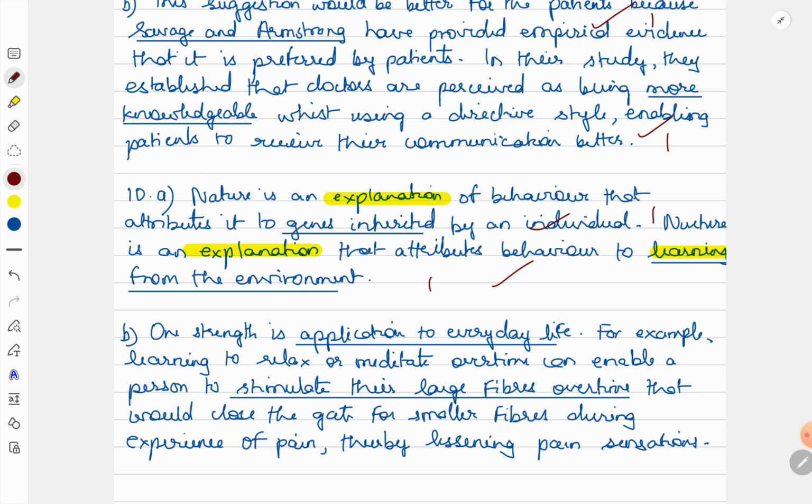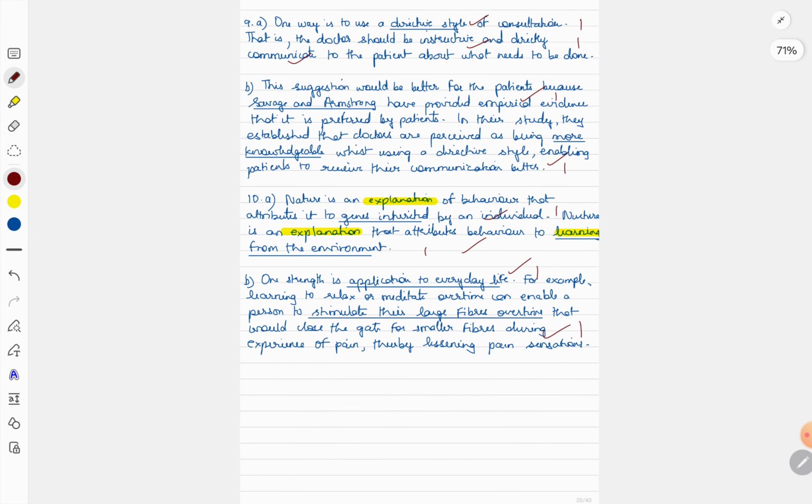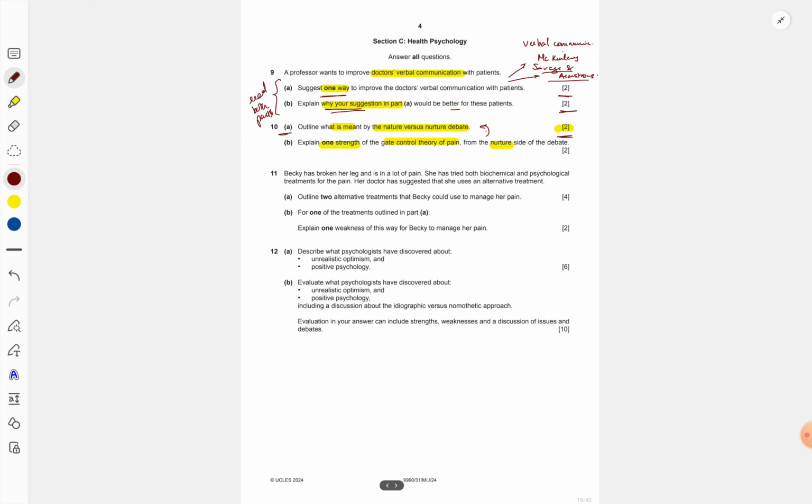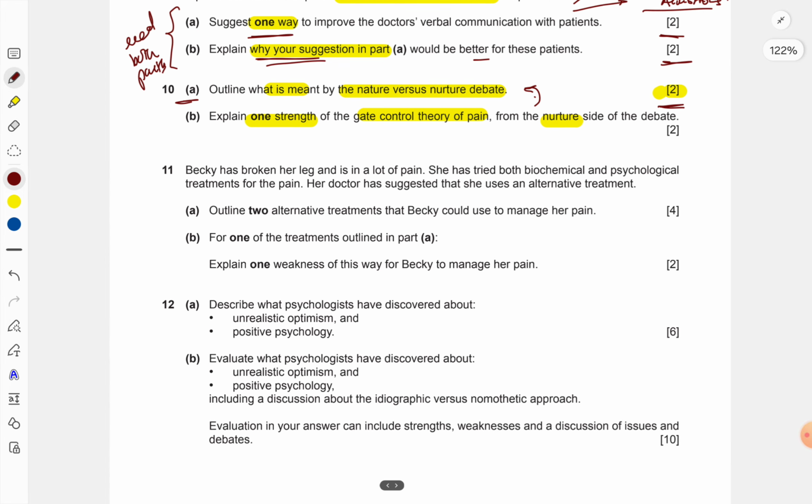So here I would get 1 mark for naming the strength and again 1 mark for explaining it. Okay, so simple 2 markers so far, very easy to score if you have read carefully through the health syllabus. These questions are not very difficult if we go to see. Let's come to the next question.